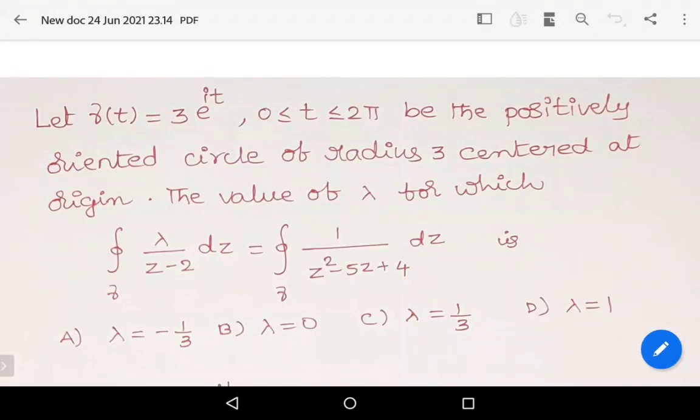In this video, we solve a problem from complex analysis. This is a question from CSIR NET from 2018. I think either June or December, I forgot it. So let us see the problem.